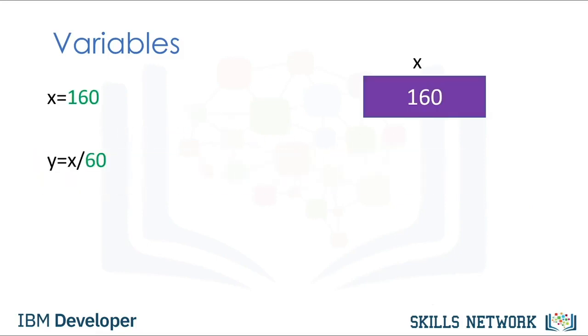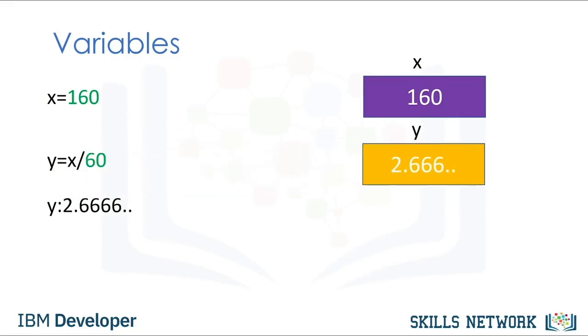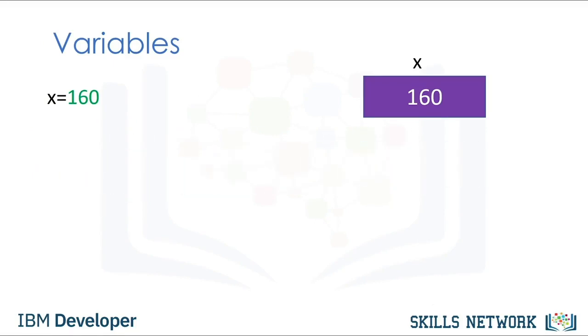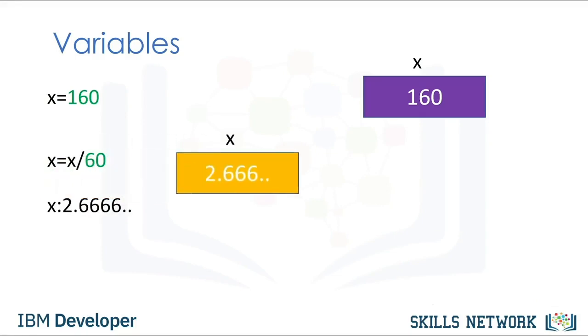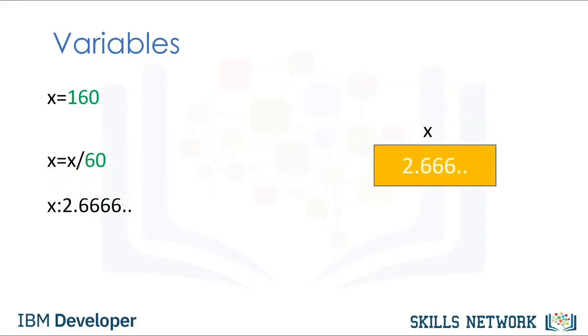We can also perform operations on x and save the result to a new variable y. y now has a value of 2.666. We could also perform operations on x and assign the value to x. The variable x now has a value of 2.666. As before, the old value of x is not important. We can use the type command on variables as well.